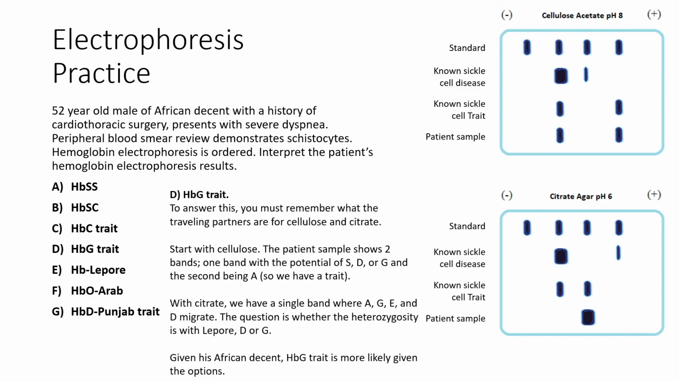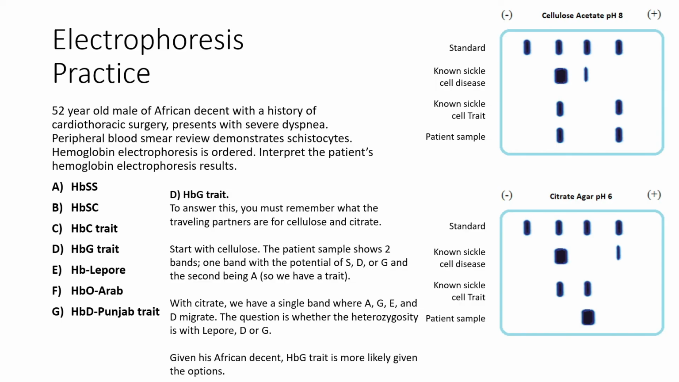We need to remember our mnemonics to figure out what the traveling partners are for each band at pH 8 and pH 6. Based on the cellulose gel above, we know we are probably dealing with a trait, since we have one band on A and one band at S. We also don't have a C band on either gel. We can therefore eliminate options A, B, and C. Remember also that O Arab will move near the origin on citrate, and that is not the case here, so we can eliminate F as an answer choice as well.